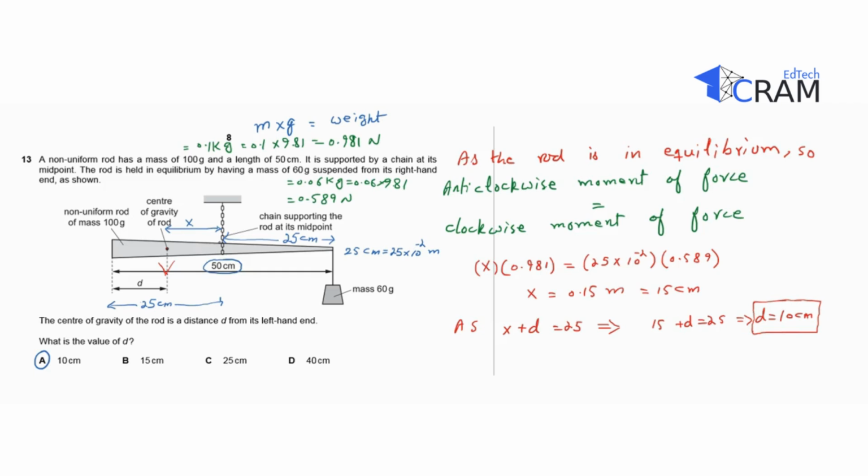Now see, I got this x from here to here, which is 15 centimeter, but the total distance from the midpoint to the edge is 25 centimeter. So x plus d is 25, which gives 15 plus d is equal to 25. I'm going to get d as 10 centimeter. So the correct answer is A, 10 centimeter. I hope you got the understanding of the question.